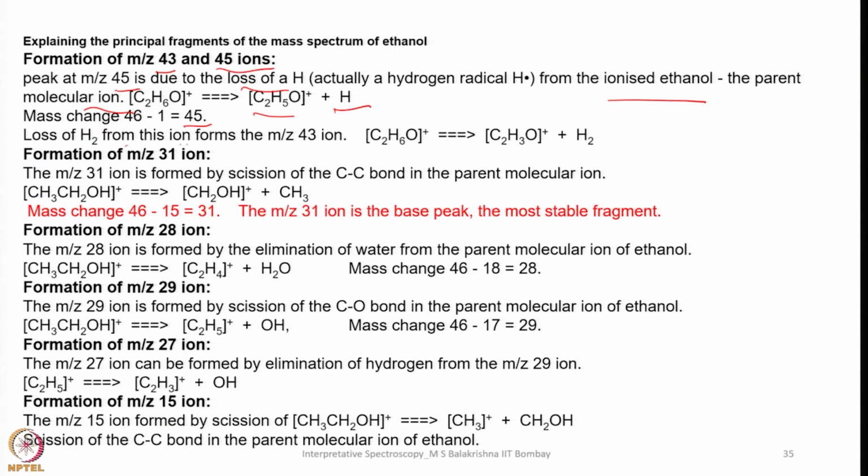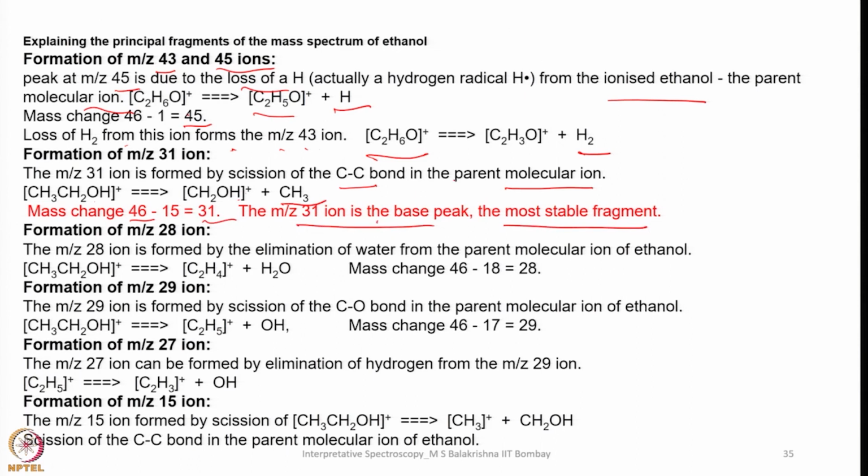So loss of H2 from this ion gives the m/z 43 ion. That means if you consider C2H6O plus, it gives C2H3O plus and H2. Then formation of m/z equals 31 is formed by scission of the CC bond in the parent molecular ion. For example, if you consider again C2H6O plus, it gives CH2OH plus and CH3, and the mass changes from 46 to 15, which is 31. So this is the base peak, the most stable fragment.